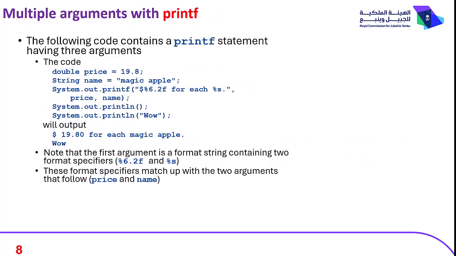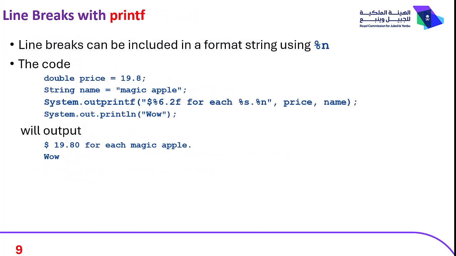Multiple arguments with printf. You can use multiple format specifiers in a single string. In this example, %6.2f and %s act as placeholders that match the price and name variables provided as subsequent arguments. Line breaks with printf. Because printf doesn't end a line automatically, you can manually include a line break inside the format string using the %n symbol. This ensures any following output starts on a new line.